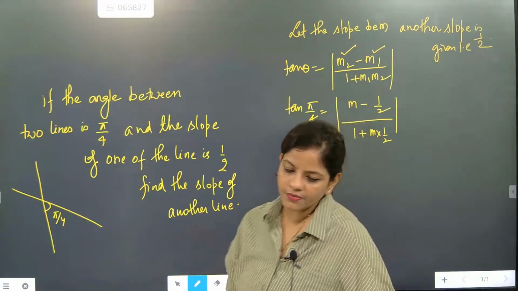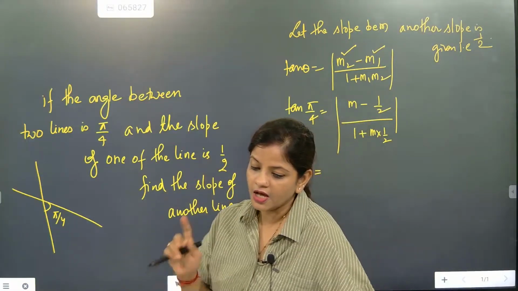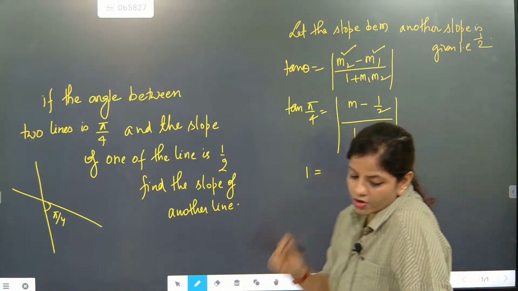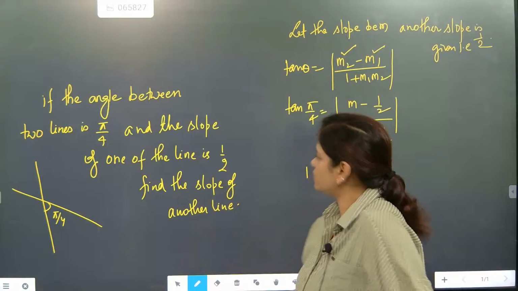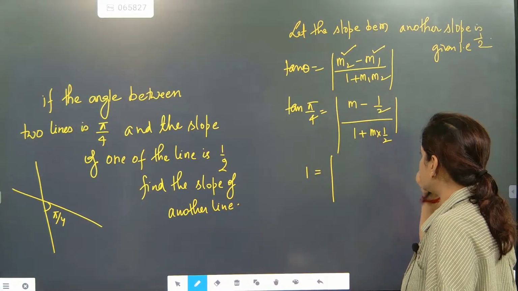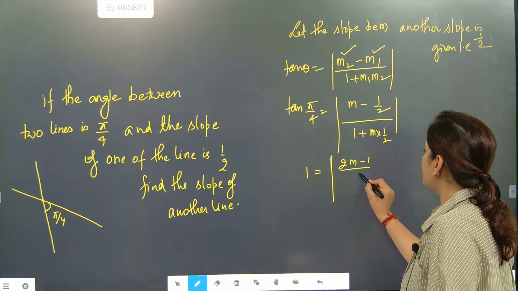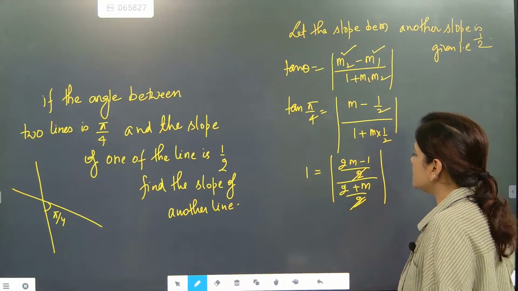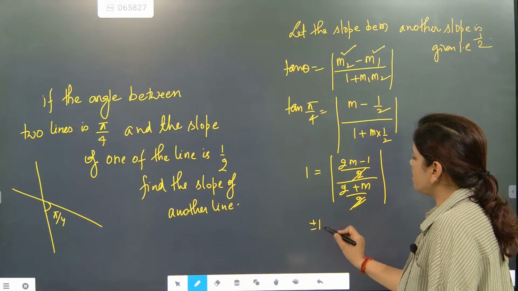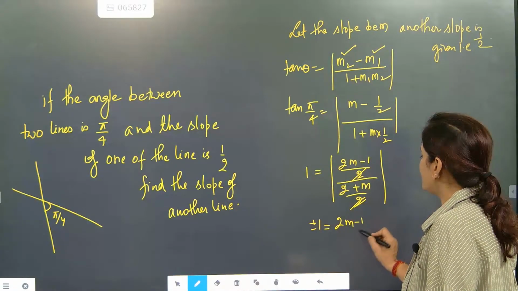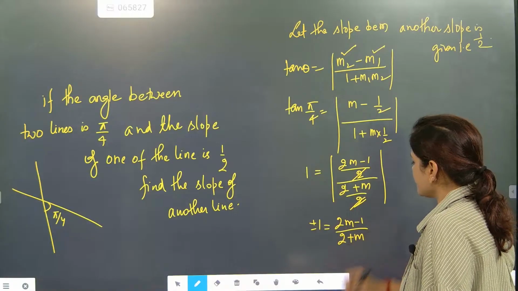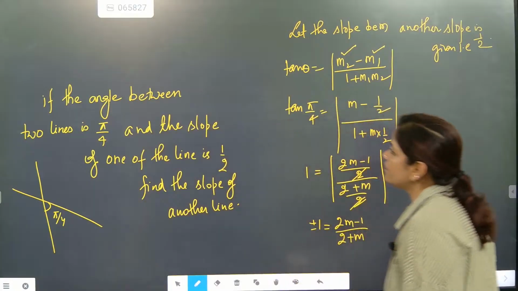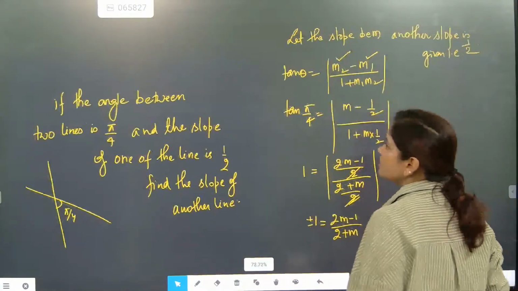Once the value is coming as 1, plus minus will be there, that you must remember. The moment modulus goes, it will release two values, plus minus. So here the modulus part is coming as (2m minus 1) by 2 over (2 plus m) by 2. So this and this will get cancelled. Now the moment modulus breaks, it becomes plus minus 1 is equal to (2m minus 1) by (2 plus m). One time we will take plus and one time we will take minus.